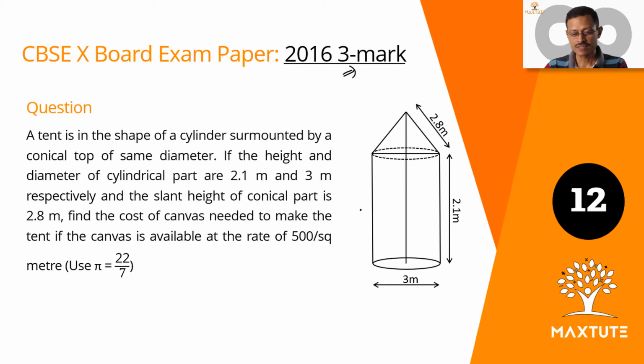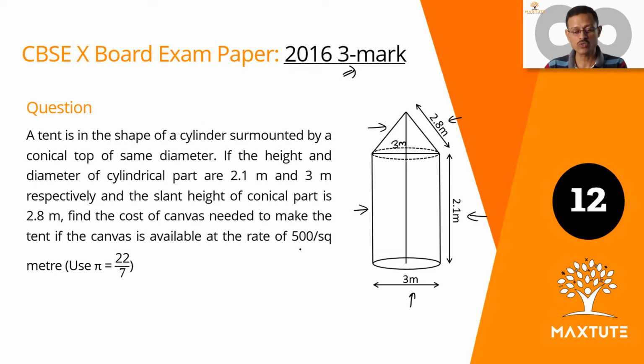A tent is in the shape of a cylinder surmounted by a conical top of the same diameter. The tent has a cylindrical base and the top is of a cone. The diameters of the cylinder and the cone are the same. If the height and diameter of the cylindrical part are 2.1 meters and 3 meters respectively, and the slant height of the conical part is 2.8 meters. The base diameter of the conical part will also be 3 meters because the cone and the cylinder have the same base diameter. What we need to find out is the cost of the canvas required to make this tent.